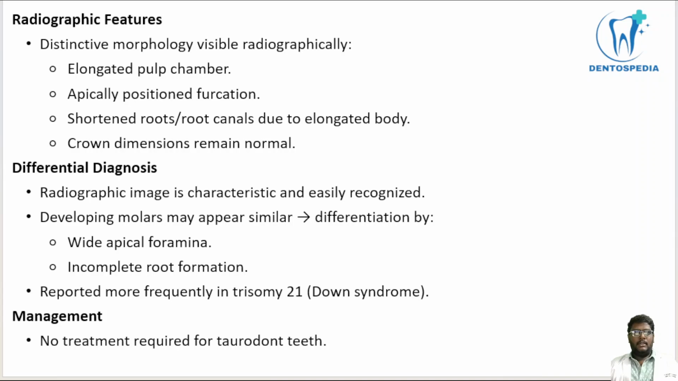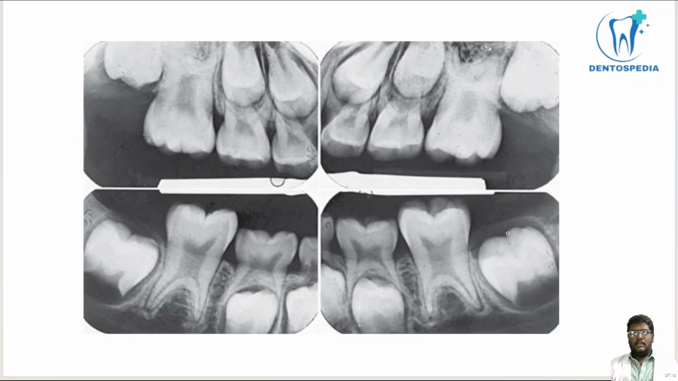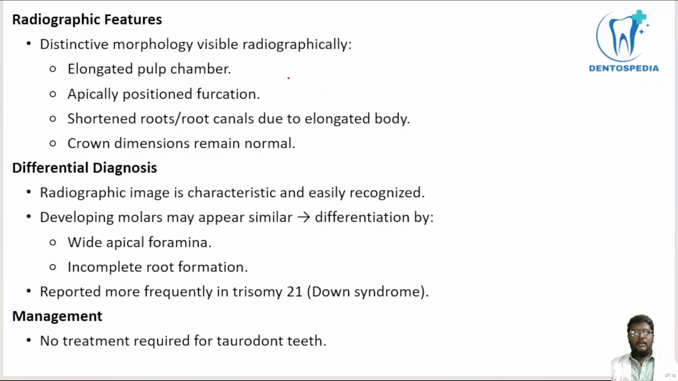Okay. Here you can see the tooth is elongated in morphology with a narrow pulpal chamber, and also the pulpal floor is directed apically than the normal. Okay, and also the roots are short in nature. These are the characteristic features of taurodontic teeth: elongated root chamber, apically positioned furcation, short roots, and also crown dimensions remain normal. So that's why we can't identify a taurodontic tooth in clinical examination.